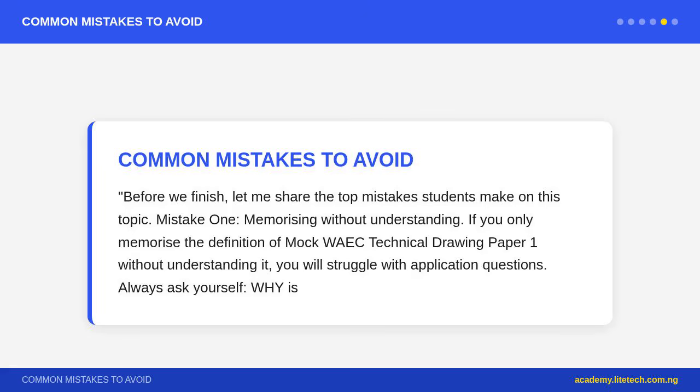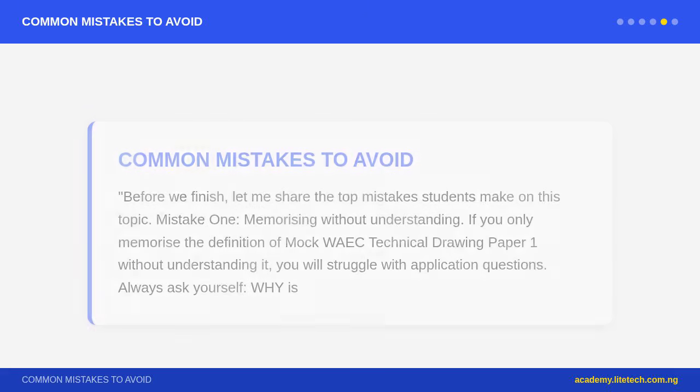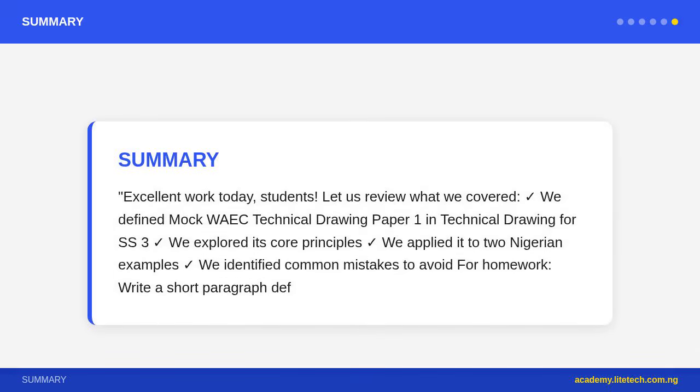Mistake 2. Ignoring Nigerian examples. Nigerian examiners expect you to connect your knowledge to local context. Practice giving Nigerian examples for every concept you learn. Mistake 3. Skipping diagrams. Many marks are available for neat labeled diagrams. Never skip these.